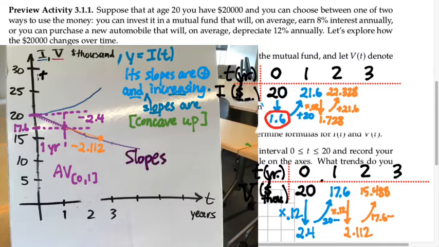Negative. The slopes are all negative. Why does that make sense in the context? The graph is going down. Why does it make sense with respect to my new car? It's depreciating. It's losing value.